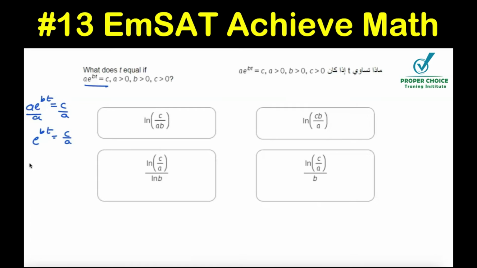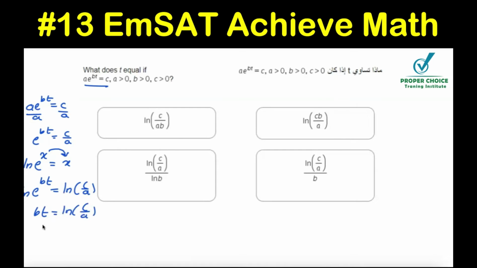Now there is a rule here. ln of e to the power x, for example, is equal to x itself. When ln and e come together, whatever the power, you write it as it is. You can apply the same rule here. So if you put it as ln of e to the power bt is equal to ln of c by a, then ln and e get cancelled out and it becomes bt is equal to ln of c by a.